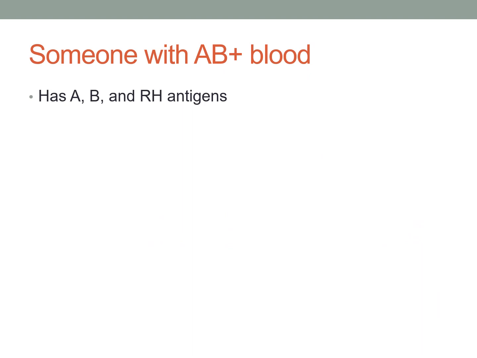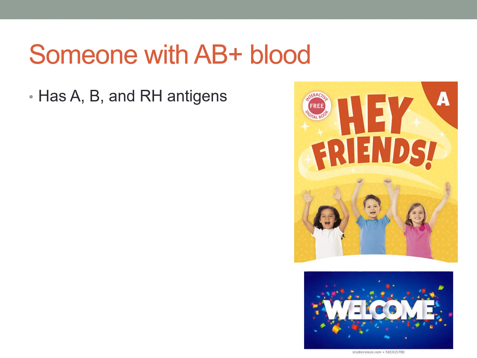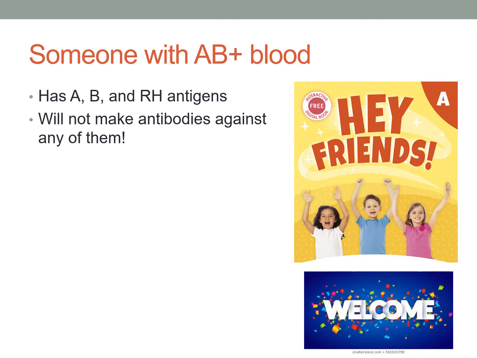So let's take a look at a different example. So if someone has type AB positive blood, that means they have A antigen, they have B antigen, and they have Rh antigen. So they have every antigen possible. They have all of the bling. So if you give them red blood cells in a transfusion that have these antigens on them, you say, hey, friends, right? Like, I totally know you. Hey, A, hey, B, hey, Rh. Like, you're totally welcome here. So it's not going to fight those cells at all because they have those familiar antigens. So you're not going to make antibodies against any of those antigens because those are self antigens.